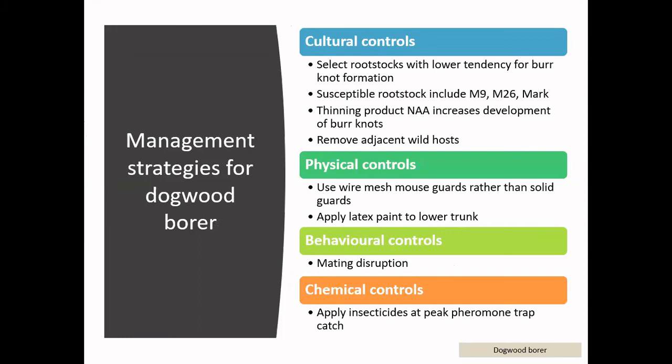So because this borer does tend towards trees that produce a number of burr knots, selecting rootstocks that have a lower tendency for burr knot formation is ideal. Susceptible rootstocks can include M9 and M26. Also consider the use of guards that are put around the base of the tree. Wire mesh guards tend to have less borer damage than solid guards. A lot of times this is because quite a bit of leaf litter can build up within solid guards and create quite an ideal habitat for borers.